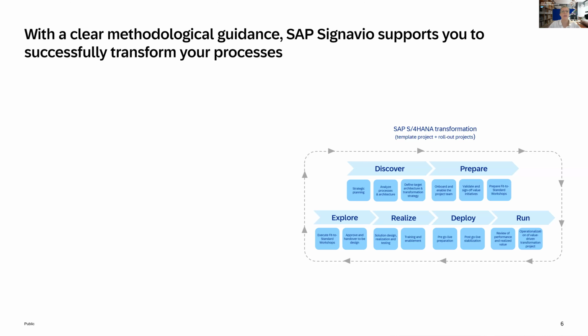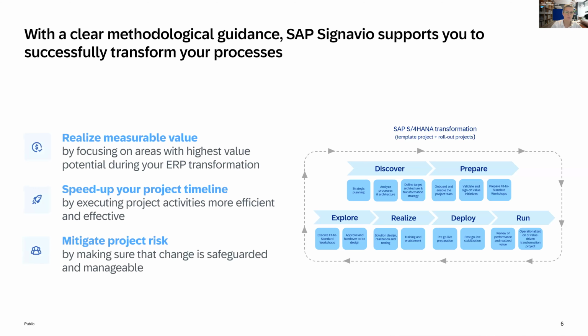This will help you in achieving three things. First of all, it will help you to realize measurable value, as you can focus on areas with the highest potential only. It helps you speed up your project timeline, of course, and it will help you mitigate project risks.